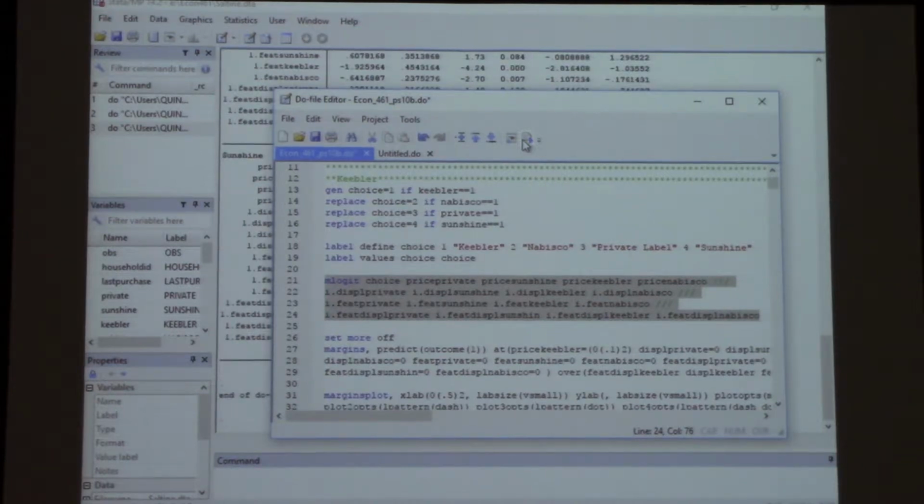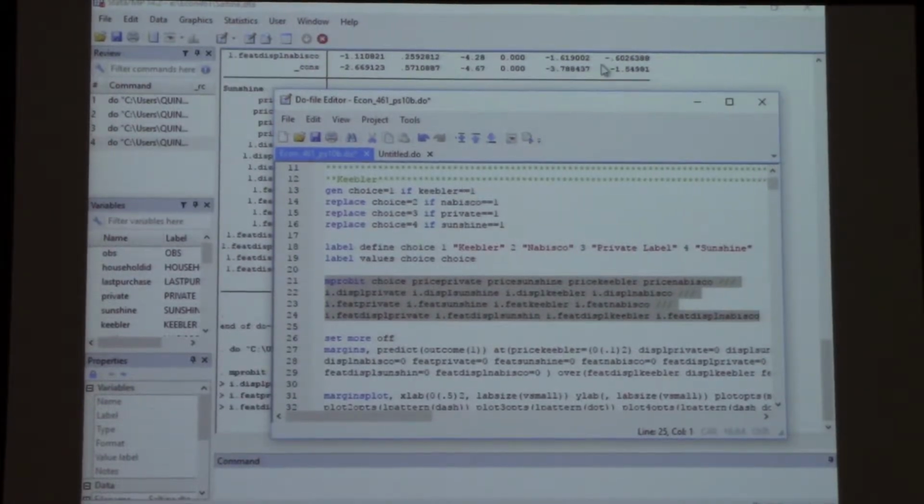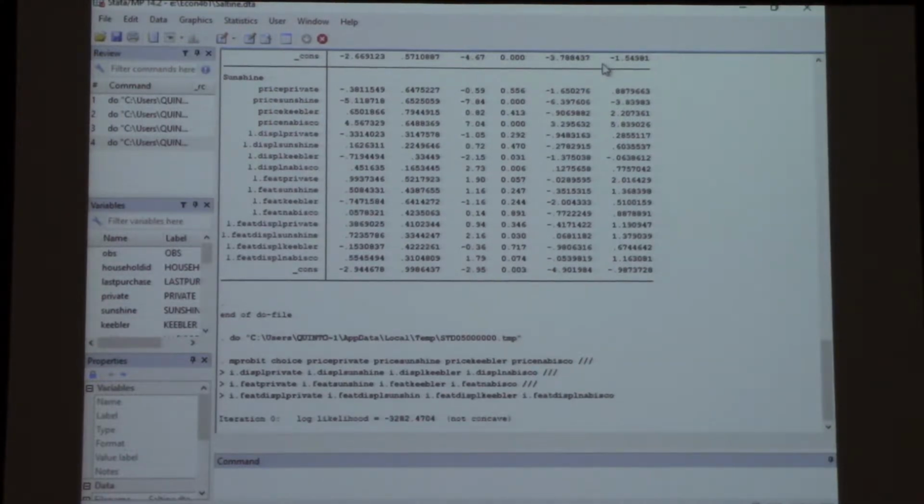Kit and caboodle, as they say. Oh, by the way, there is something called mprobit. But look how much slower it is.